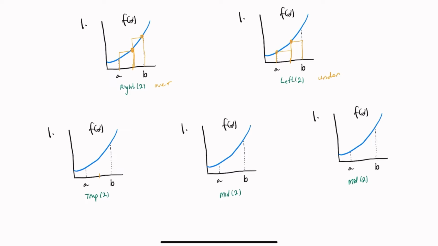Now I'm going to draw these lines first. So going from a to the curve, and then going from the midpoint to the curve, and then going from b to the curve. And then I'm going to connect these points by a straight line.